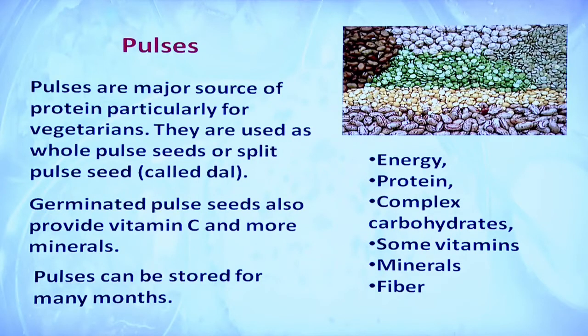They are used as whole pulse seeds, or splits, which are also called dal. Germinated pulse seeds are also consumed, and they in addition provide vitamin C and some minerals. Actually, vitamin C is synthesized during germination, and minerals present in the pulses are easily available to the body. Pulses can also be stored for several months like cereals. You can see the variety of pulses in this picture. They provide energy, protein, complex carbohydrates, vitamins, minerals and fiber.